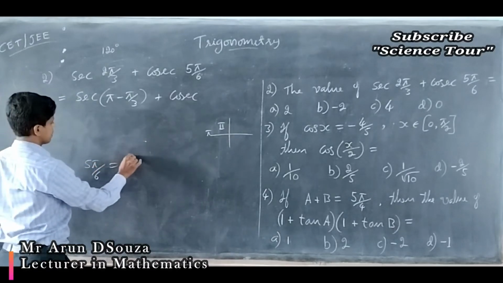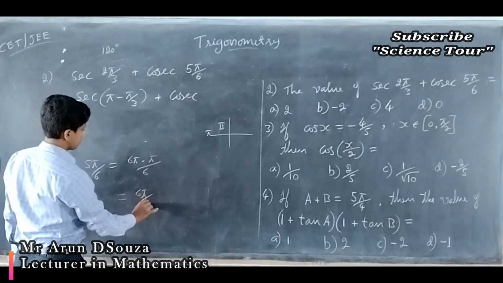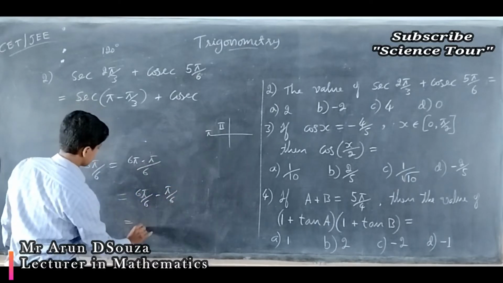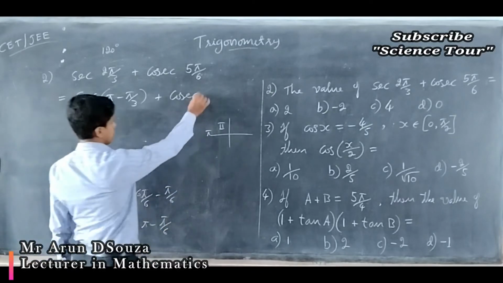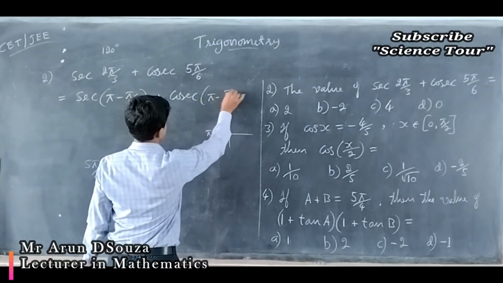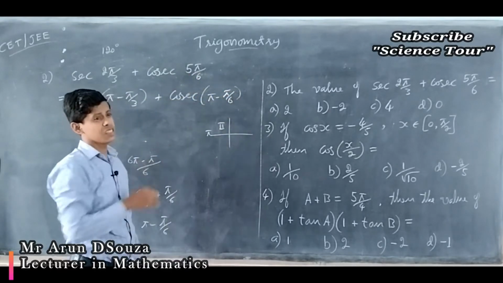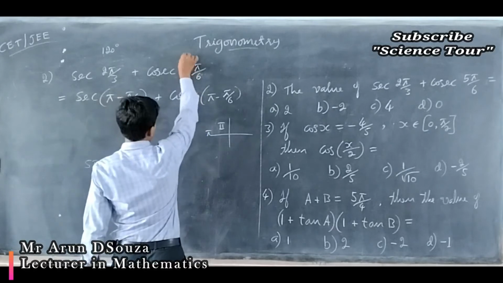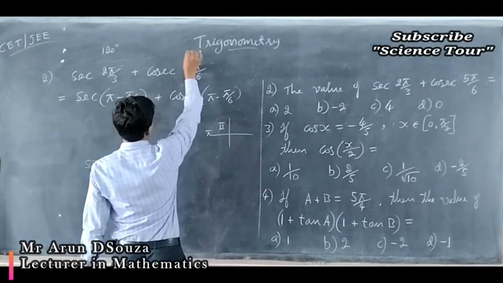So you can write this as 6 pi minus pi, whole divided by 6. So that is 6 pi by 6 minus pi by 6. So it is pi minus pi by 6. Okay. So basically what is the angle here? Pi by 6 is 30, so 5 into 30, 150 degree. Alright, so that is 150 degree.